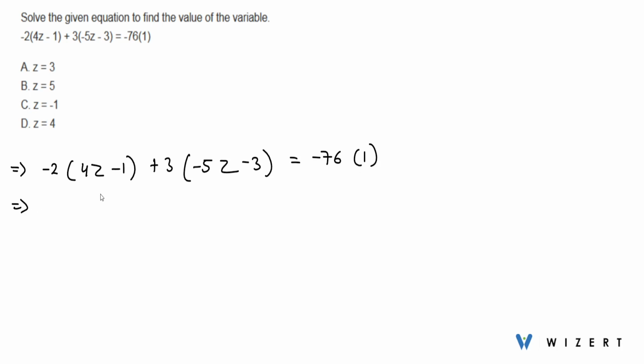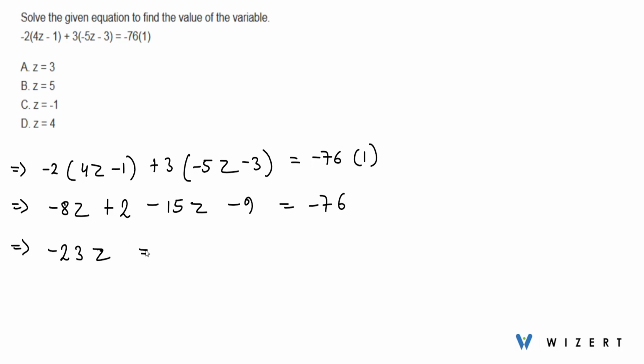So minus of 2 multiplied by 4z will become minus of 8z, minus of 2 multiplied by minus of 1 will become plus 2, then 3 multiplied by minus of 5z will become minus of 15z, and 3 multiplied by minus of 3 is minus of 9, which will be equals minus of 76. So minus of 15z minus 8z will become minus of 23z, right? And minus of 9 plus 2 will become minus of 7.